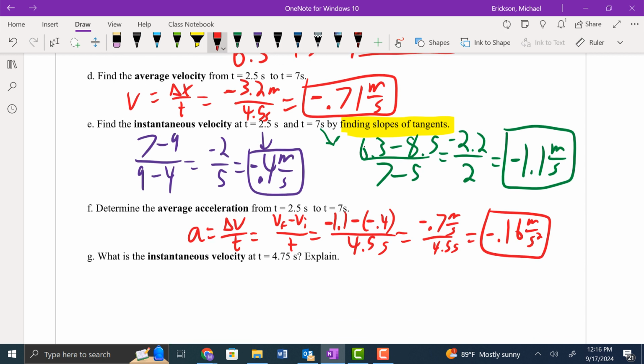Every number has a purpose. So what is the purpose for this number? This is telling me for every second that goes by, my velocity changes by negative 0.16 meters per second. The negative being I'm increasing my negative velocity.